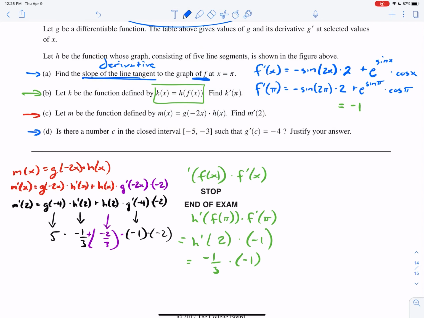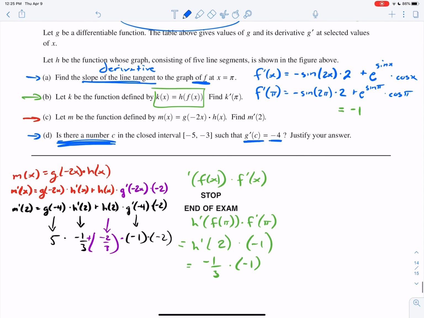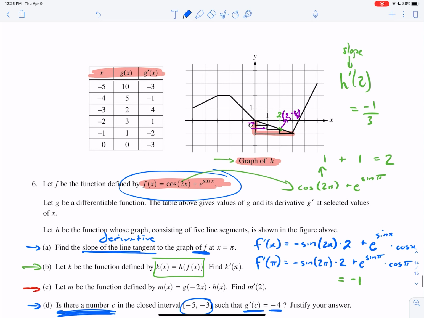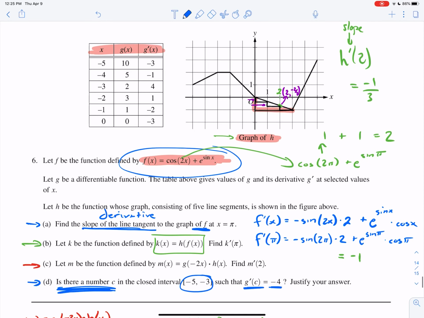Is there a number c? Before I continue, the fact that they're asking you, is it possible, does there exist a number c, right away I'm thinking about my 2 theorems, either IVT or MVT. Is there a possibility such that the derivative of g comes out to negative 4 somewhere in between negative 5 and negative 3? Is it possible for g prime to hit negative 4?